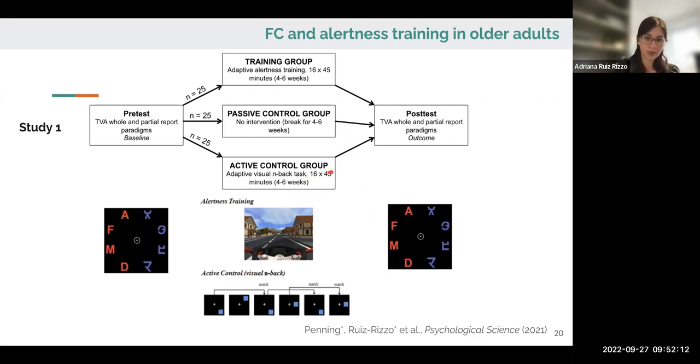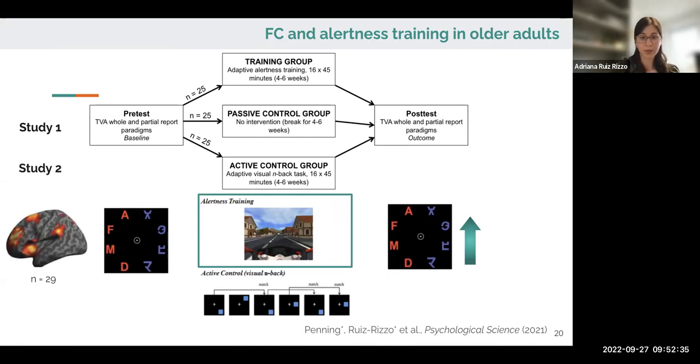Now, this training lasted between 4 and 6 weeks, and there were 16 sessions of 45 minutes each. What we expected to see was an increase in visual processing speed in the post-test after training, but specifically for the alertness training. And again, this goes back to the theoretical framework that poses the influence of alertness on visual processing speed.